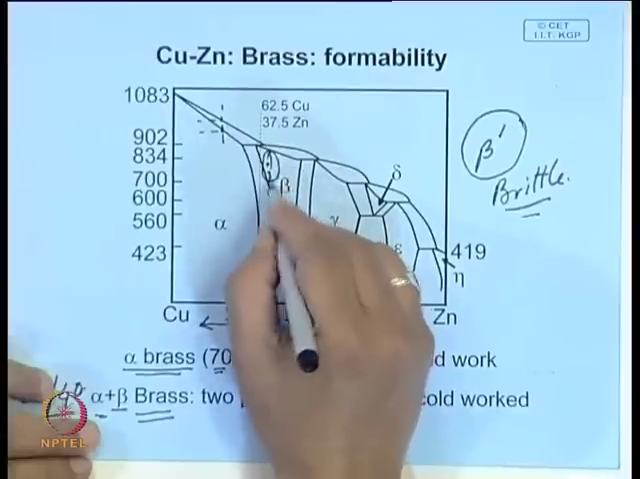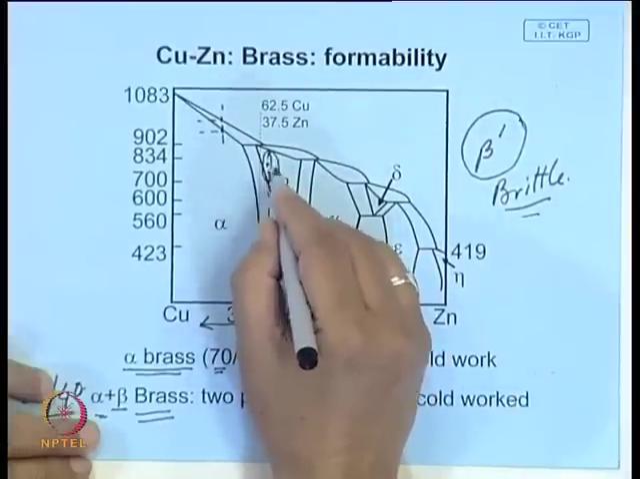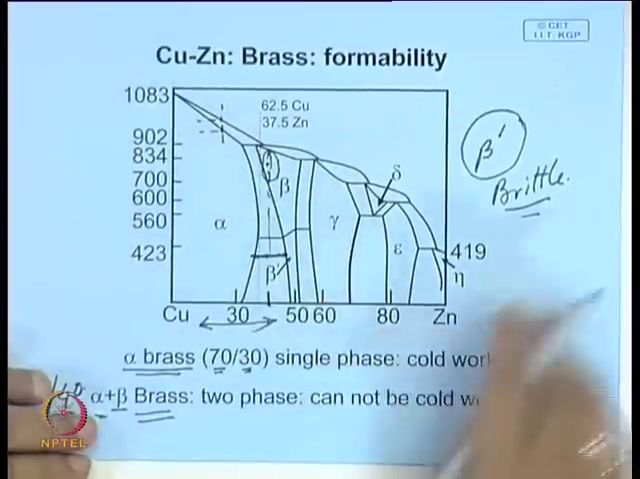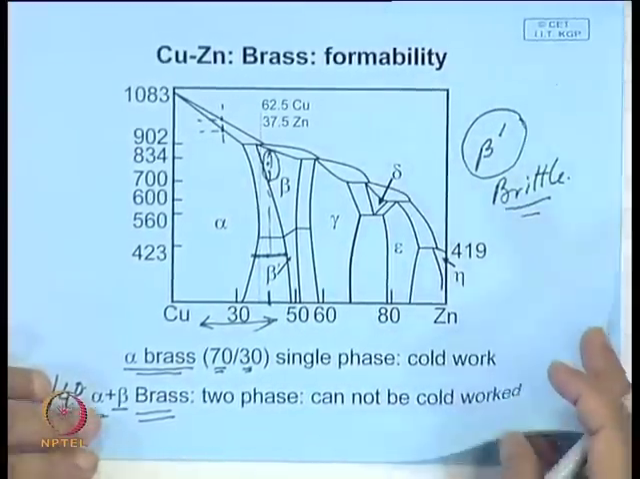And at higher temperature, it is a disordered structure. Secondly, the temperature is high, and here its flow stress is low, so it can be given deformation.